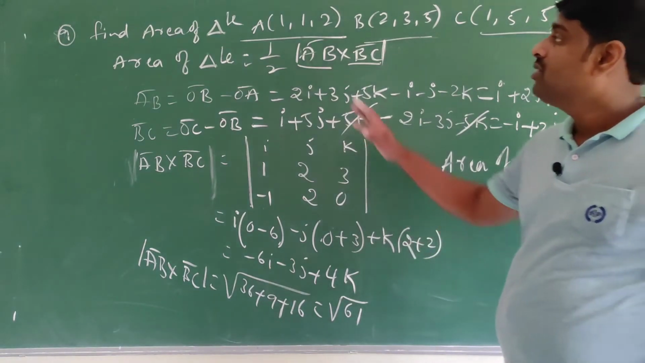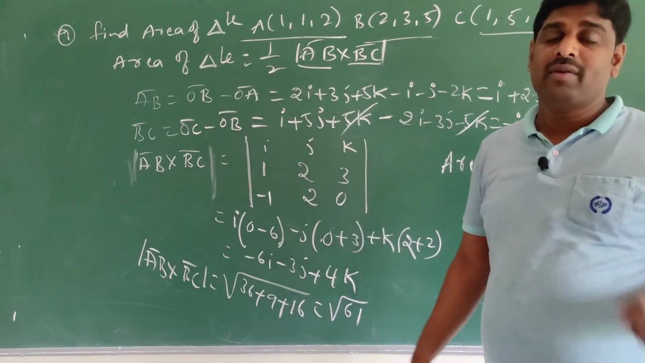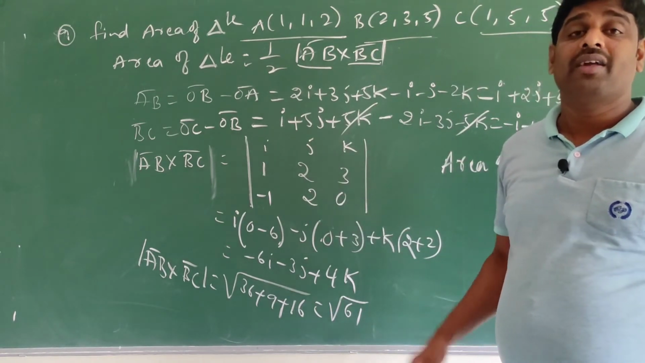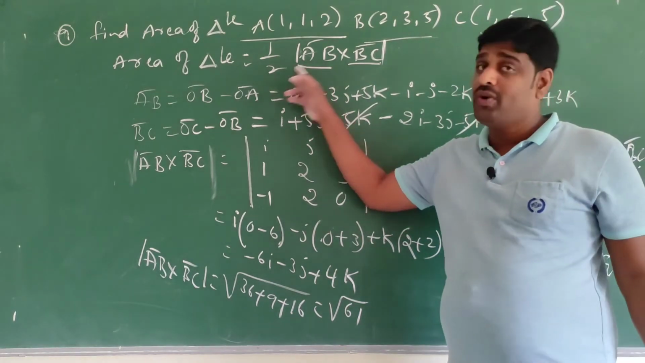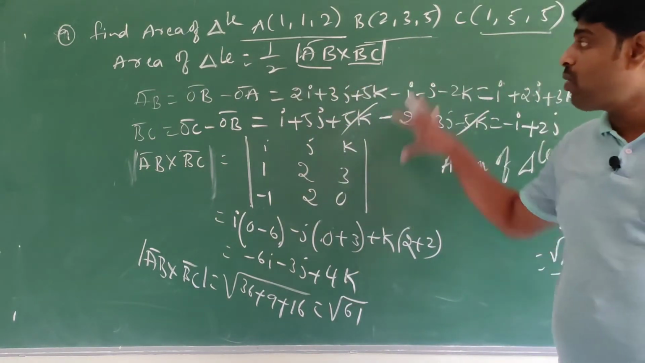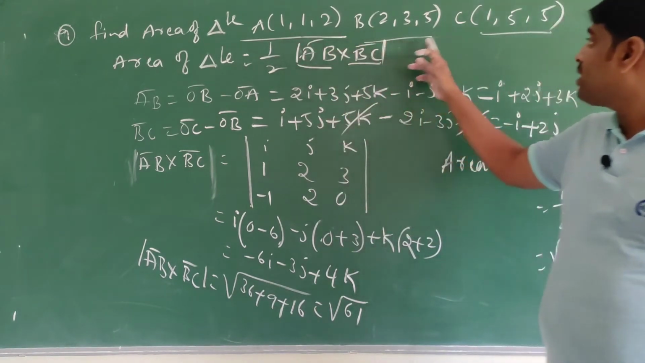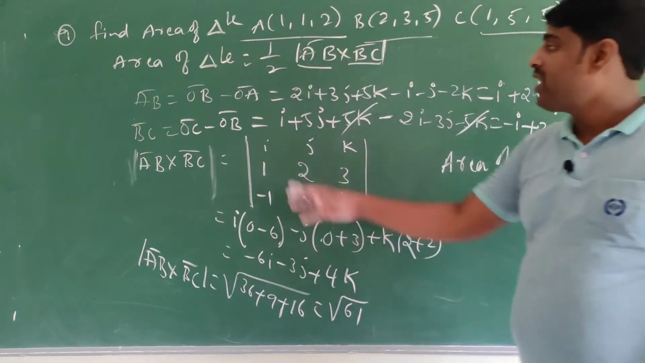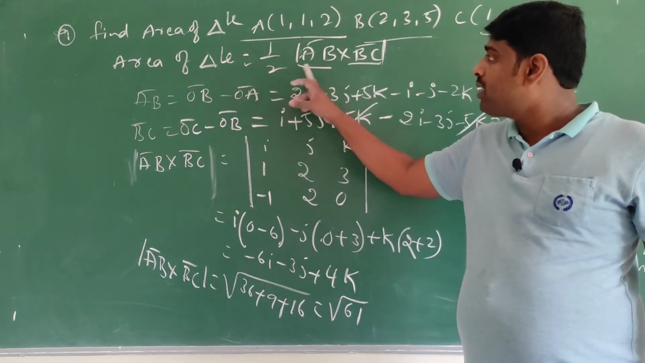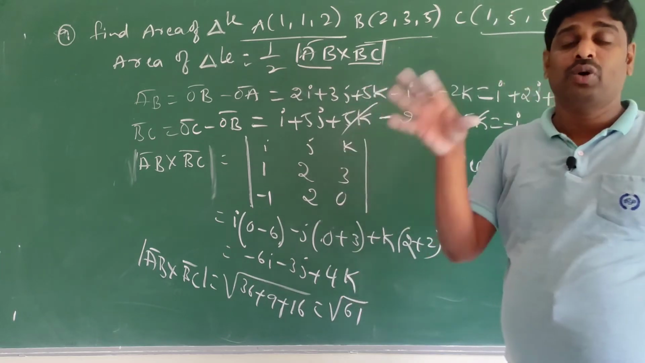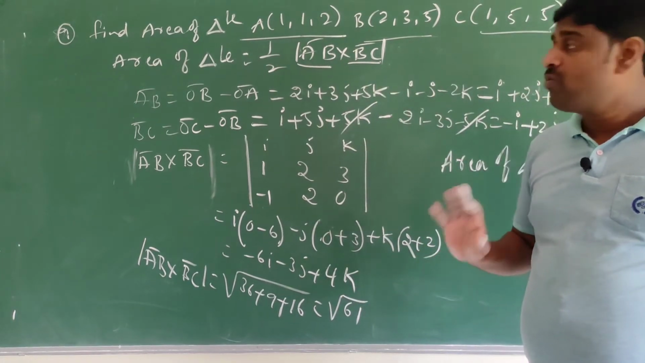Dear students, we have to find the area of a triangle by using the vector method. In determinants the same problem will come, but there they will ask to use the determinant method, and here the vector method. So this problem is a 3 marks question. A point is given, B point is given, C point is given. Find the area of the triangle. The formula is 1 by 2 magnitude of AB bar cross BC bar, or AB bar cross AC bar. Both are the same.